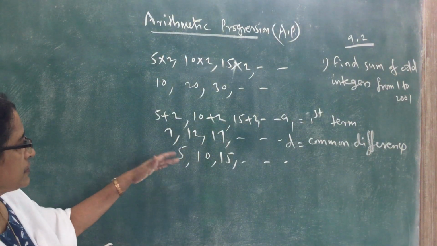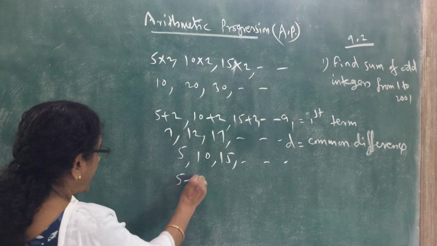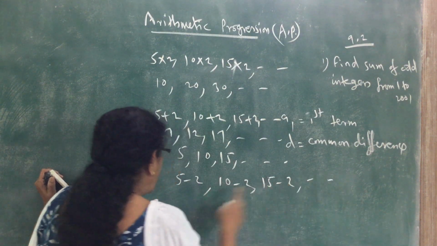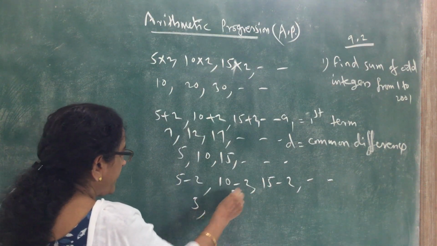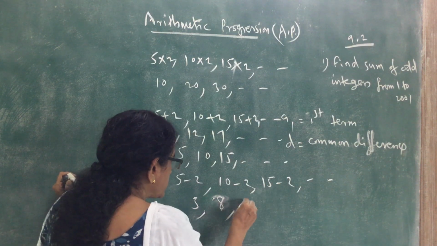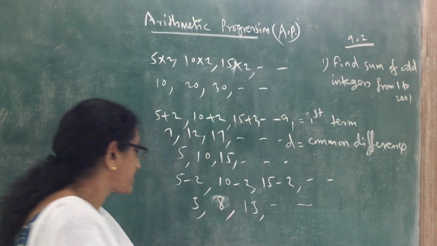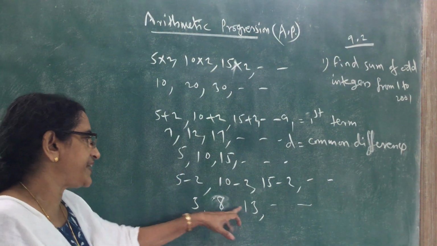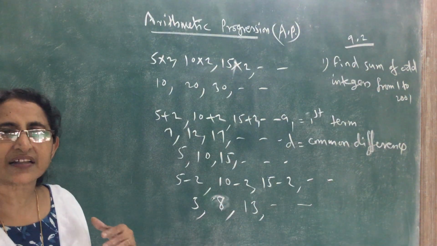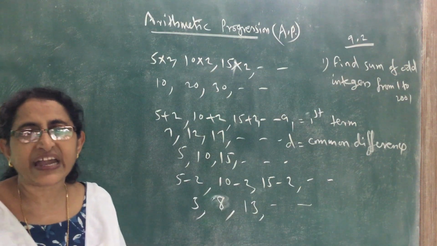Similarly, you can subtract. Suppose you subtract 2: 5 minus 2, 10 minus 2, 15 minus 2, etc. 5 minus 2 is 3, 10 minus 2 is 8, then 15 minus 2 is 13, etc. So 3 plus 5 is 8, 8 plus 5 is 13, etc. So it is an AP, arithmetic progression. Similarly, you can divide also. So these are the simple properties satisfied by arithmetic progression.